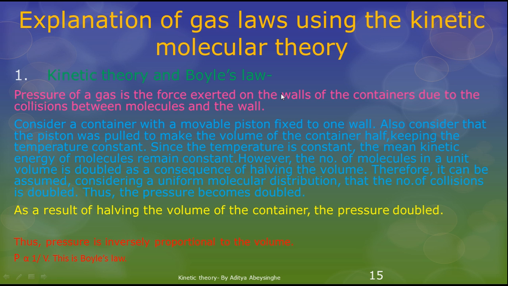So when the mean kinetic energy is a constant, these molecules travel at the same speed, and the number of molecules in a unit volume is doubled by halving the volume. So due to these reasons, halving the volume increases the pressure, because when you decrease the volume, the number of collisions at the wall increases. Since the number of collisions is directly proportional to the pressure, when the volume is halved, the pressure is doubled. So this is Boyle's law, the inverse relationship between the pressure and the volume.